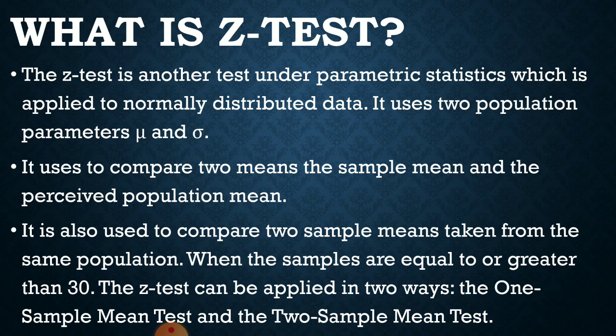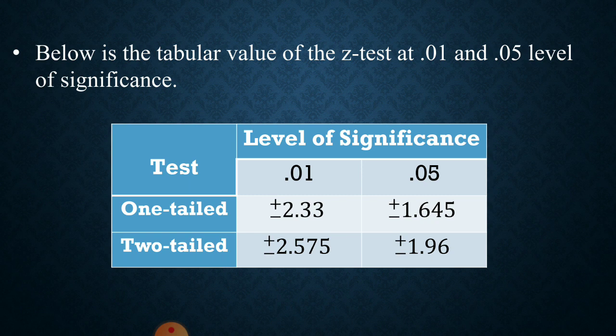The z-test can be applied in two ways, the one sample mean test and the two sample mean test. We have here the tabular value of the z-test, wherein from the upper row, we have the level of significance at 0.01 and 0.05. And on the leftmost column, we have the tests, which are the one-tailed test and two-tailed test.